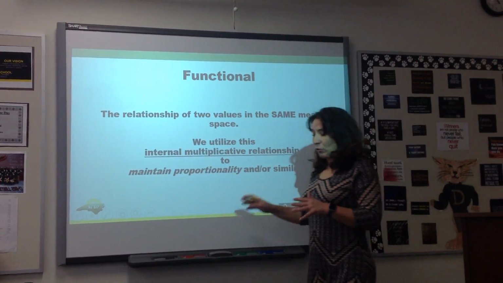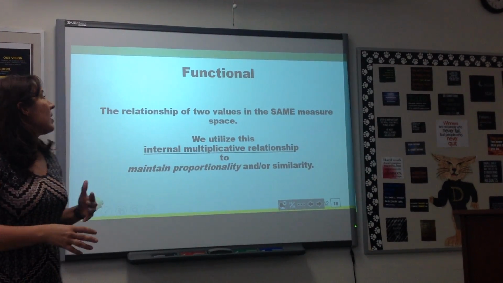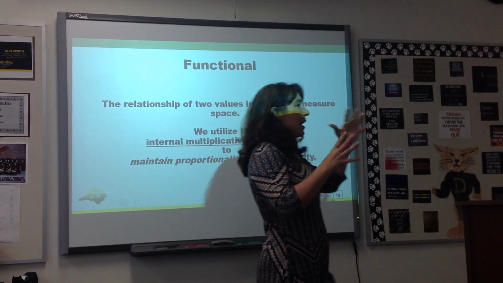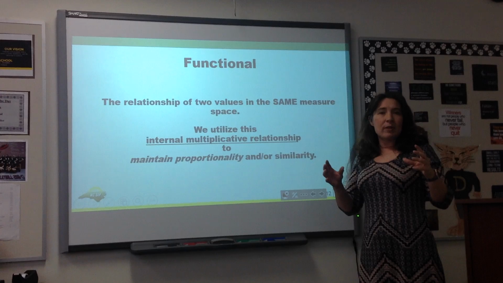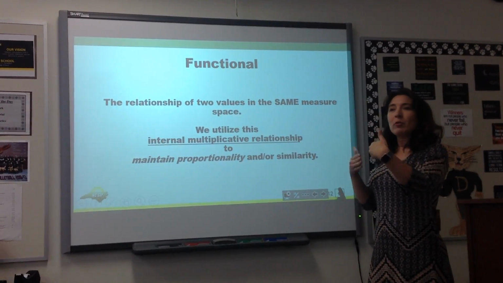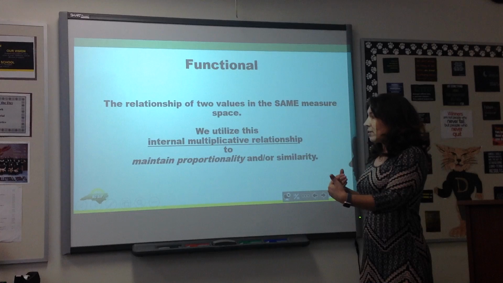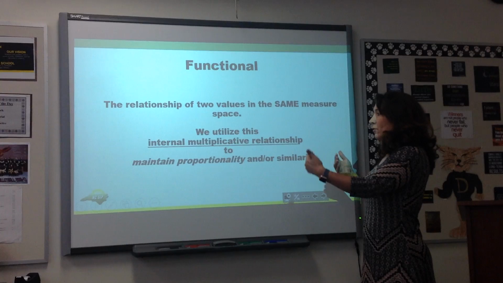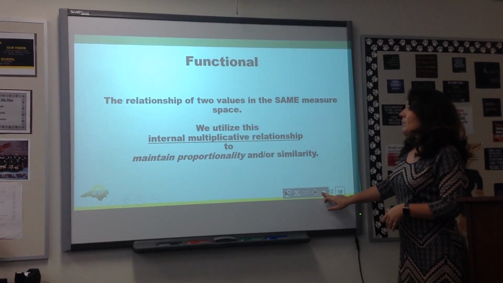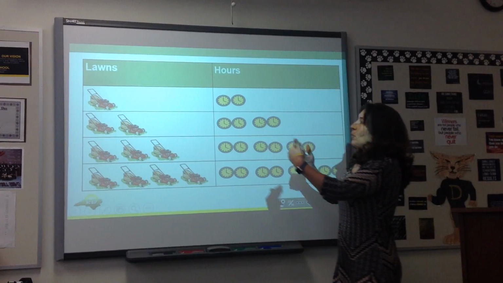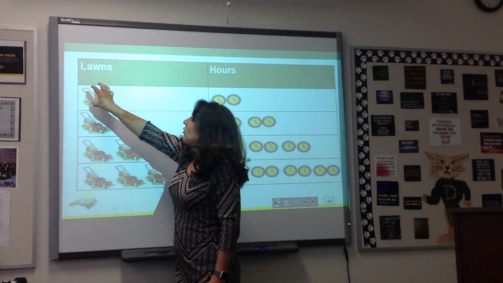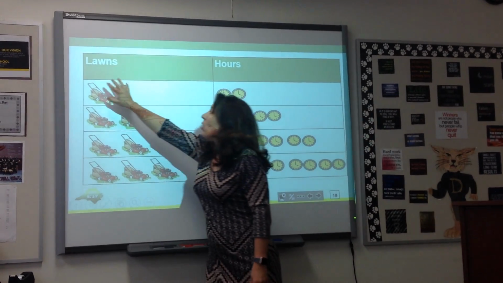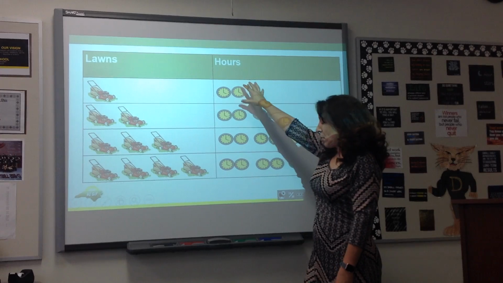The second kind of relationship is a little bit more advanced, and it's the functional relationship. And this is the relationship that really gets to students when they start into algebra in Math 1, where they're looking for the relationship between the two quantities. So it's an internal multiplicative relationship, the relationship that exists between the two variables. So we're looking for what's the relationship between the lawns and the hours. 1 lawn, what do I do to the number of lawns to get the number of hours?